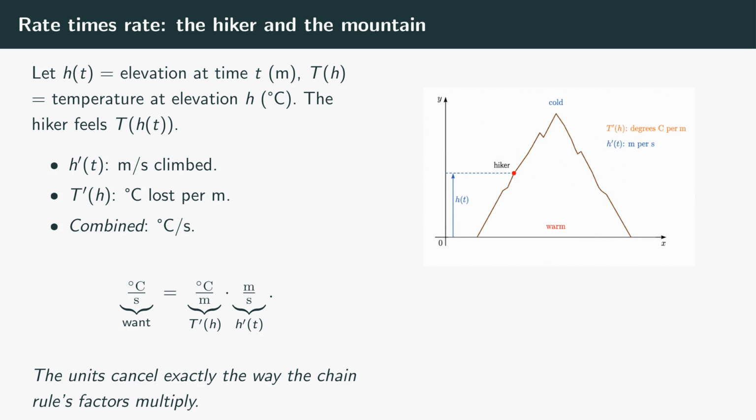The chain rule is rate of outer times rate of inner, because that's how nested rates compose, with units that cancel exactly the way fractions do. Every chain rule application is some version of this hiker.